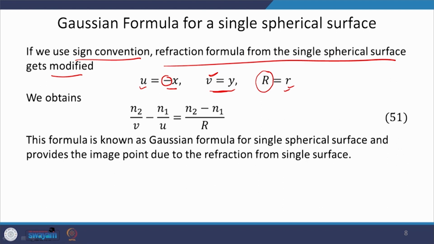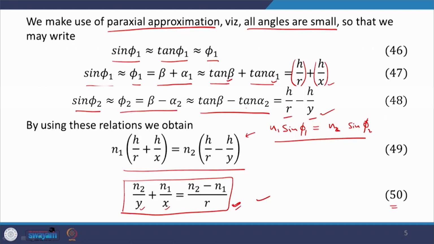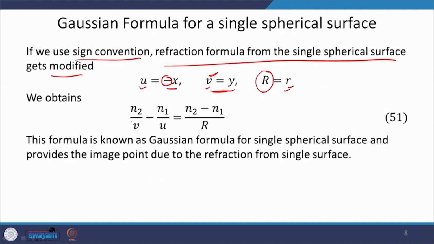Now, let us replace x, y and small r with the newly introduced variables which take the sign into account, which are small u, small v and capital R. Now this equation gets modified, and the new form of equation 50 is this: n2 by v minus n1 by u is equal to n2 minus n1 by capital R.